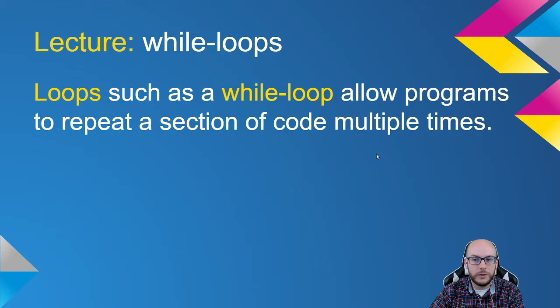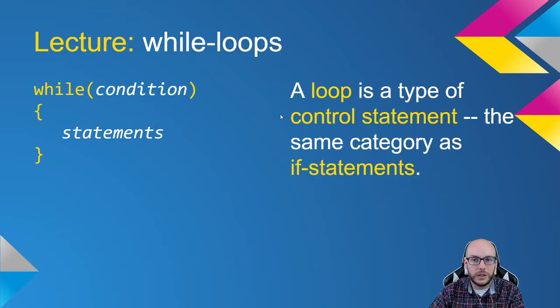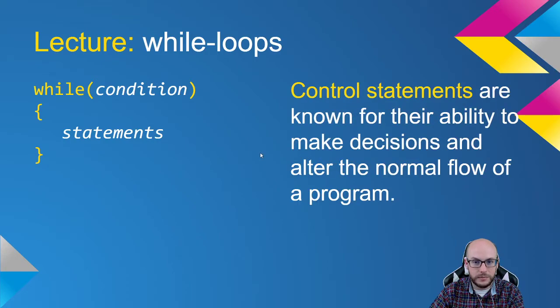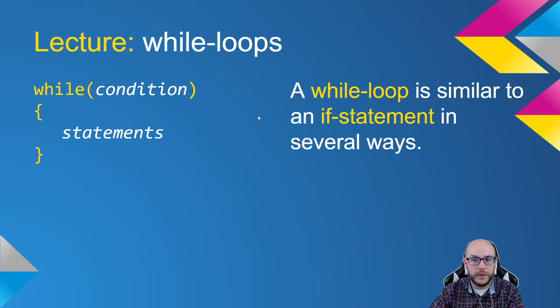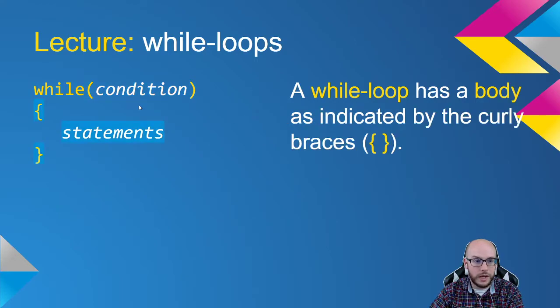Loops, such as a while loop, allow programs to repeat a section of code multiple times. Here is our syntax. Effectively, the stuff in yellow is required, where the white here, those are placeholders, if you will. So a loop is a type of control statement, the same category as if statements. Control statements are known for their ability to make decisions and alter the normal flow of a program. A while loop is similar to an if statement in several ways. We're going to have a head or header. We're going to have a body as designated by the braces.